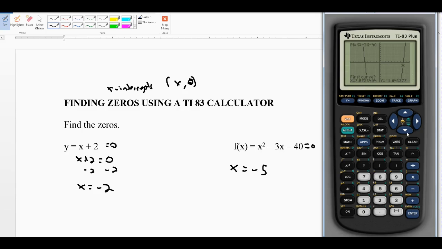So let's hit enter. It doesn't really matter where you go, just as long as you're closer to that point than you are to that point. But to be safe, get as close to it as you can. Hit enter 3 times. And there's the other answer, or the other 0. X equals 8. It's a neat little trick. Highly recommend it.